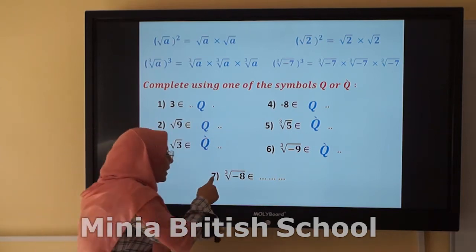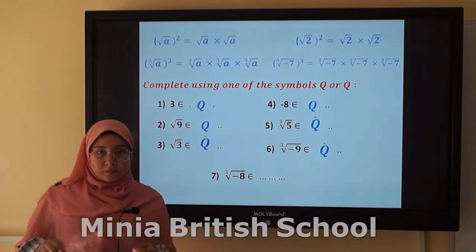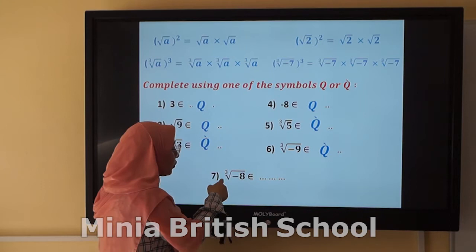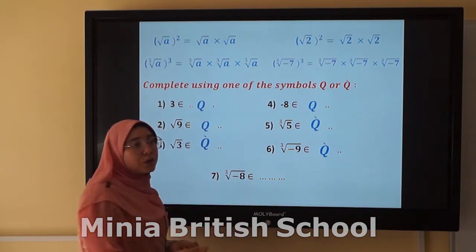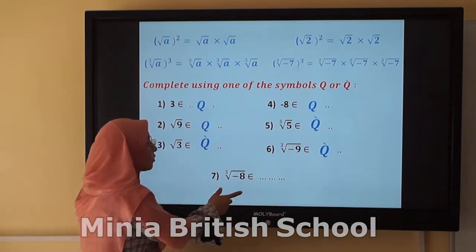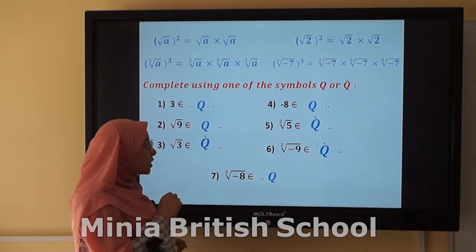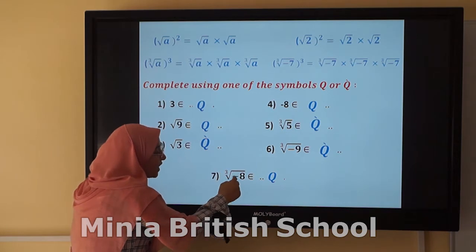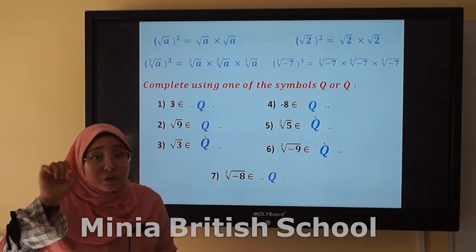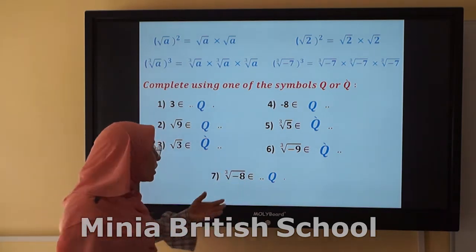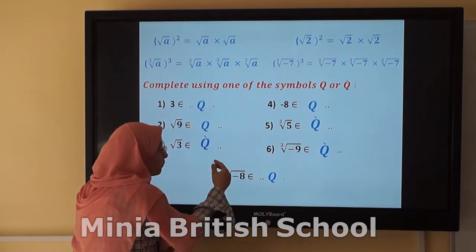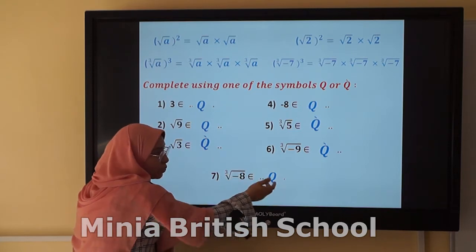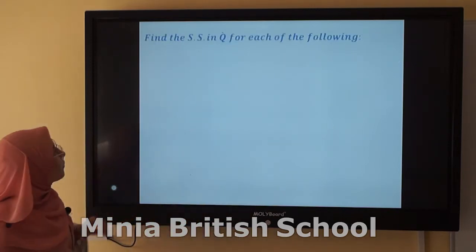Here, negative 8, it's a perfect cube. So, the cube root of negative 8 belongs to Q, because cube root of negative 8 equals negative 2. It's a perfect cube. So, cube root of negative 8 belongs to Q, okay?